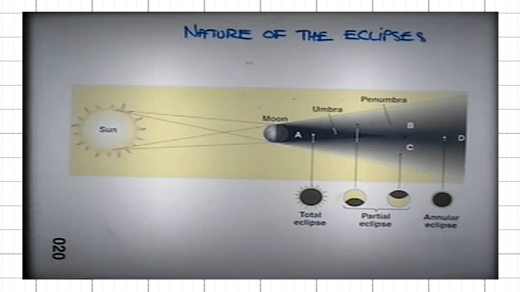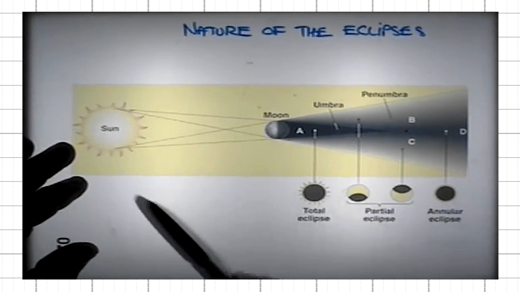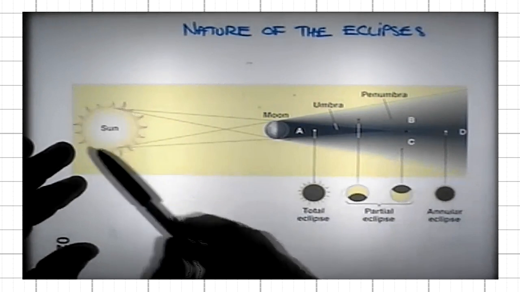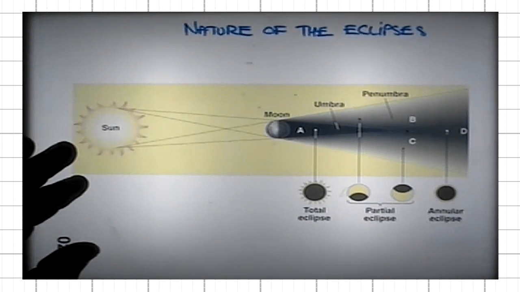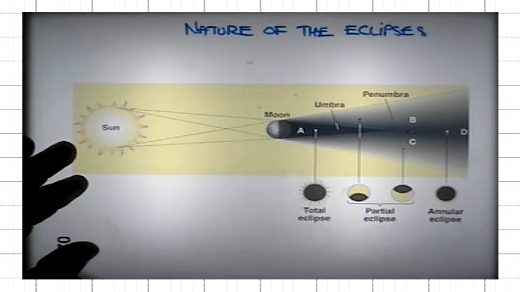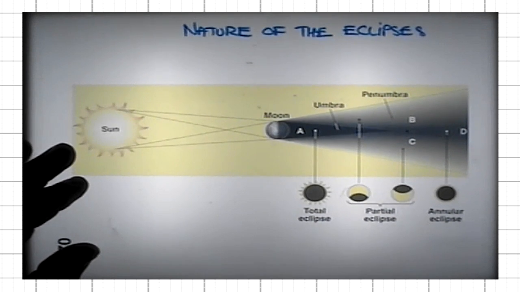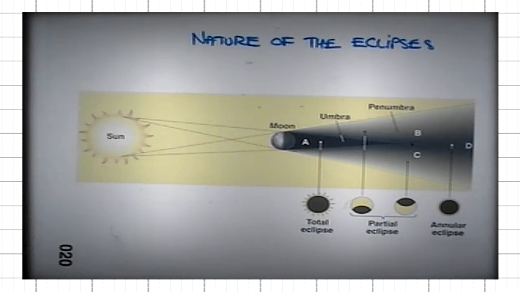This here applies to any other object casting its shadow when placed next to the source of light. In this particular case, the source of light is the sun. The object casting the shadow is the moon, right? But I can have a light bulb and say a golf ball, and the same analysis would apply. So let us look at the types of shadow that the object casts.